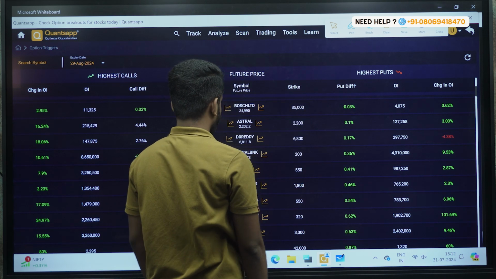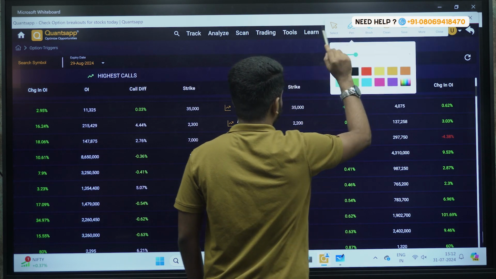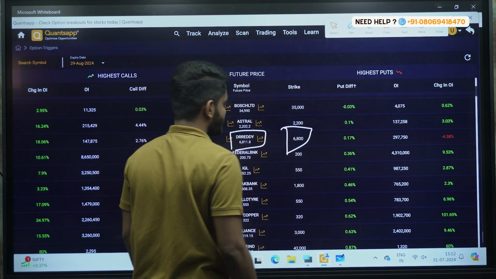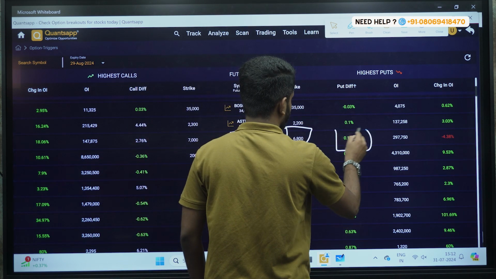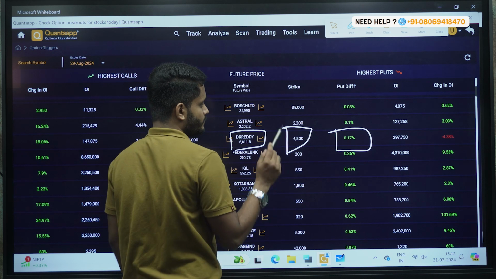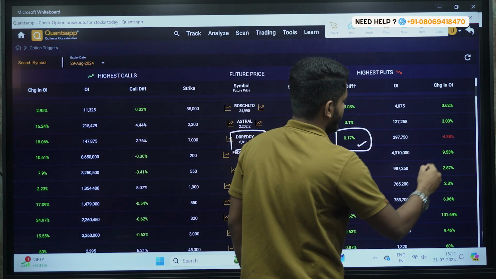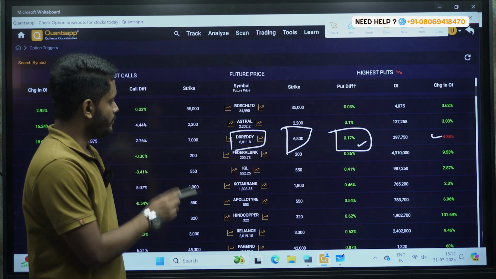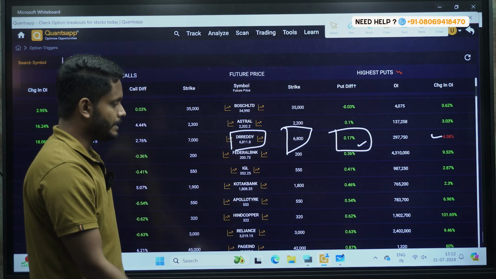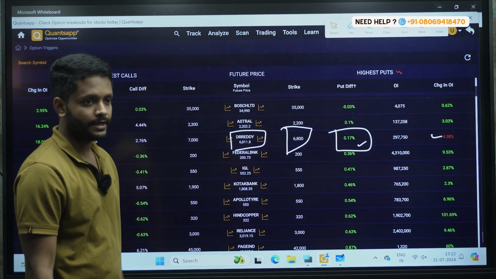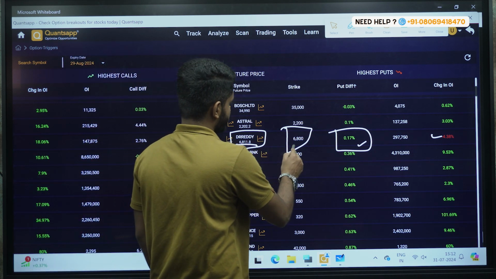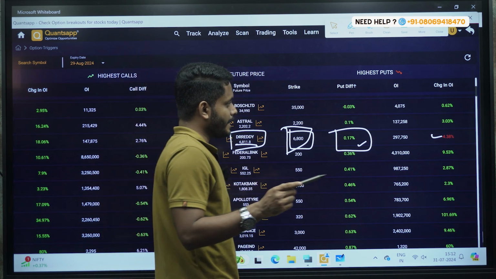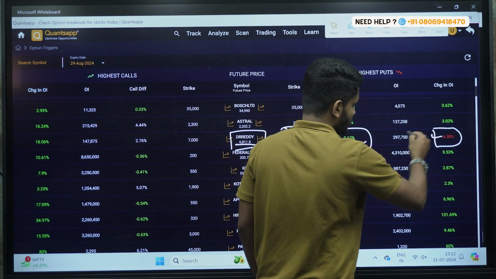Now if I see Dr. Reddy, check Dr. Reddy. 6811, support is 6800, put difference is 0.17%. The put difference is fulfilling my condition of 0 to 1%, and also change in OI is fulfilling my condition. So Dr. Reddy is one such stock which I can keep on my radar. When you are supposed to plan a trade, suppose this stock sustains below this support level for 5 to 10 minutes, at that time you are supposed to go and check this change in OI as well.